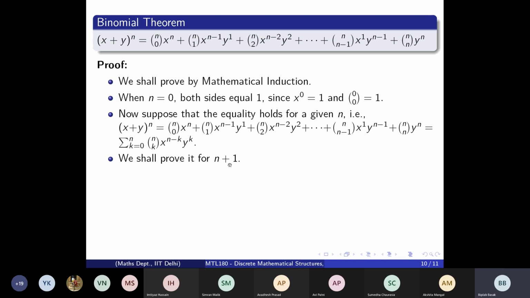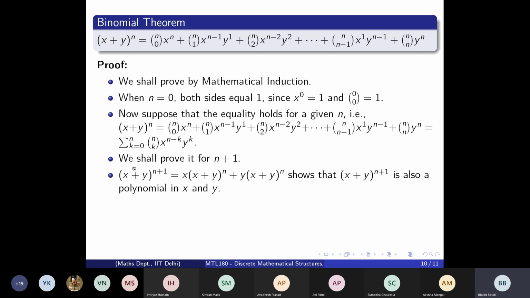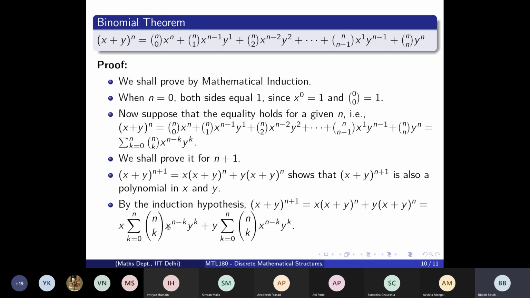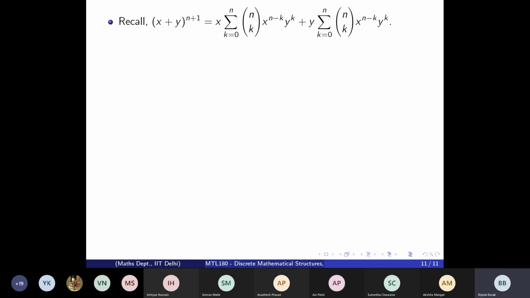Now what will we do? Take (x plus y) power n plus 1. Now we can write this in this way: we take (x plus y) into (x plus y) power n and then just split it. Now since (x plus y) power n, by the induction we know the values of this and of this. Now just put both the values. So we get this one.